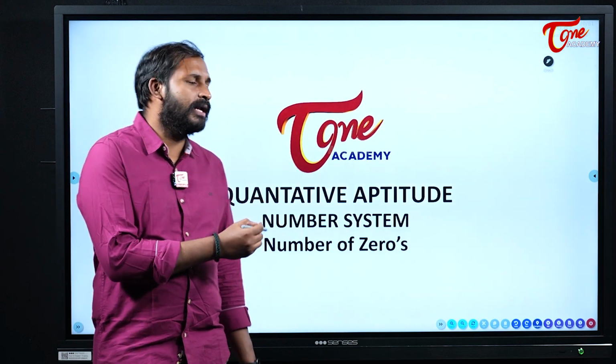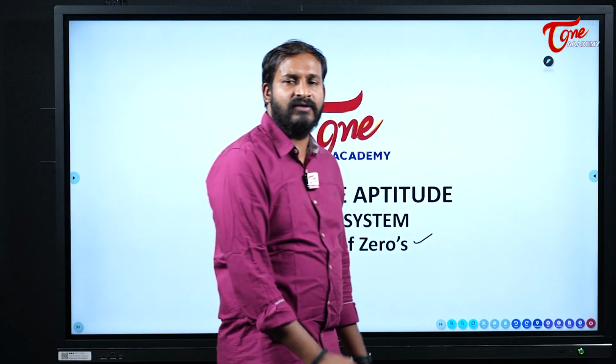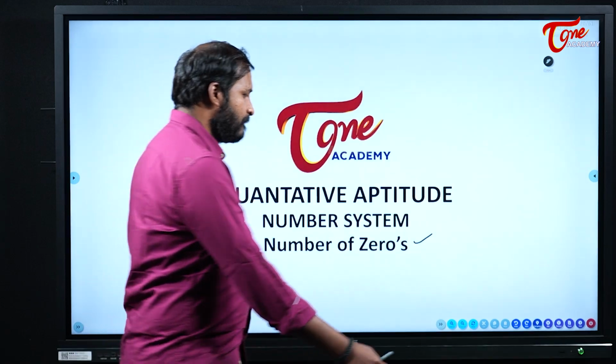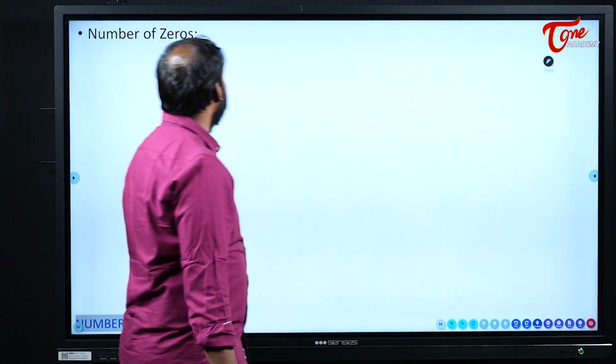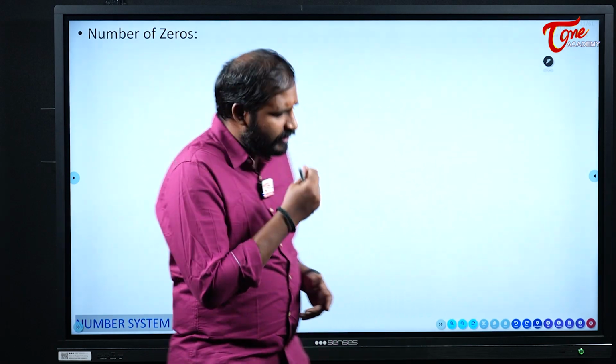In our last sessions, we discussed some concepts of number systems. Today we are going to learn about the number of zeros concept, and then we will see simultaneously the questions which were asked from this concept. Now, how will we find the number of zeros? What does the number of zeros actually mean?